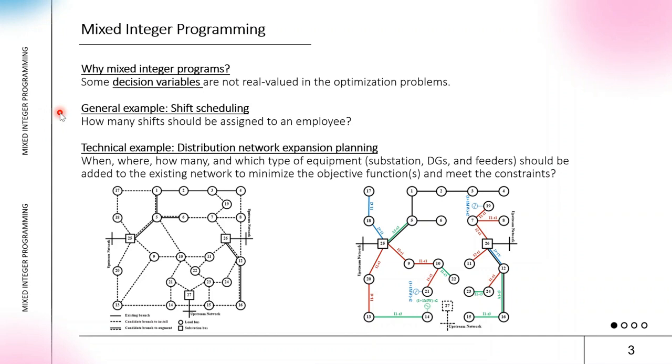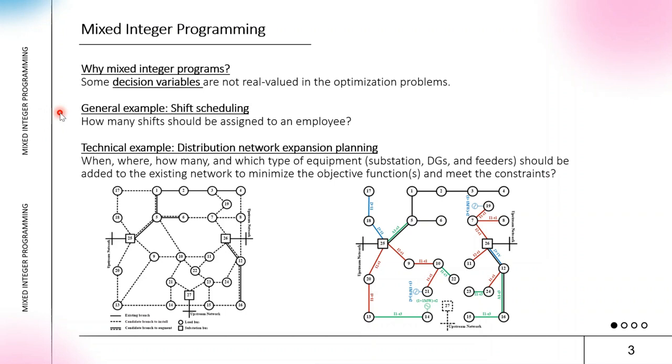A more technical example is distribution network expansion planning. In this case, the operator of the network must answer different main questions: when, where, how many, and what type of equipment must be added to the current configuration of the network to satisfy a set of techno-economic and environmental objectives under a set of limitations. The answers to all these questions will appear in the form of integer variables.